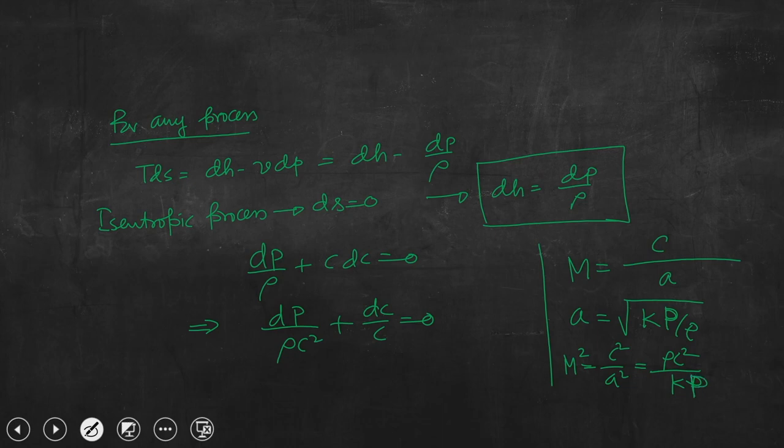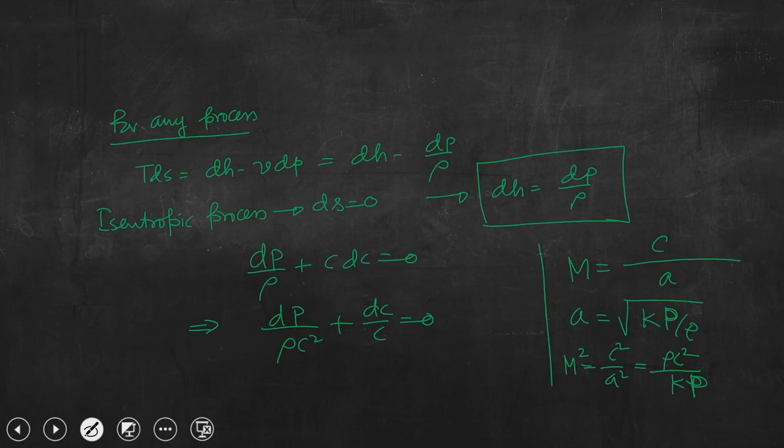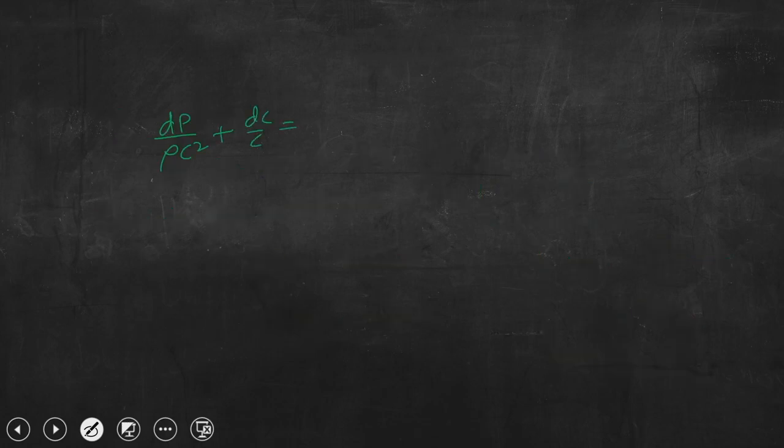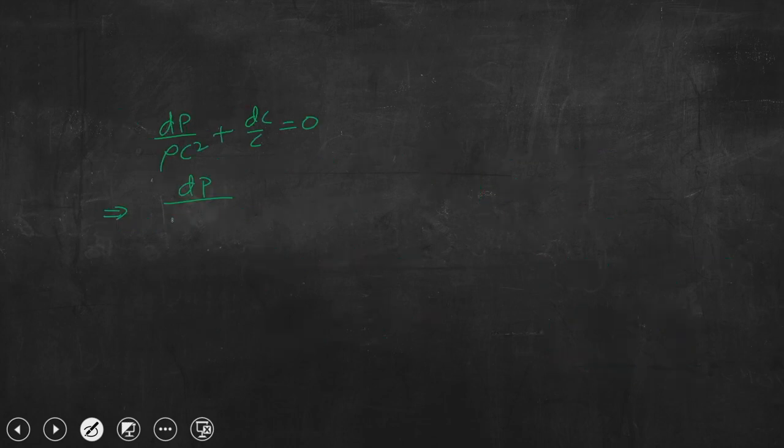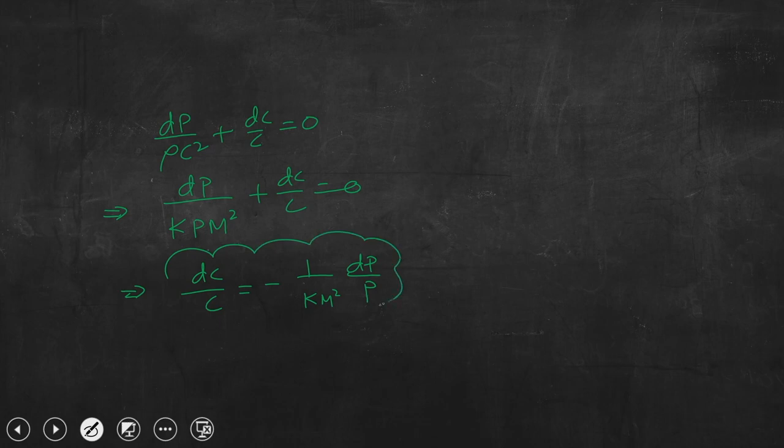So, we can write dp by rho c square plus dc by c equal to 0, and we can replace rho c square by k p into M square. So, dp by k p M square plus dc by c equal to 0. So, this is the equation that we are getting, right. If we just write it, we can write dc by c equal to minus 1 upon k M square dp by p. So, this is again one term.